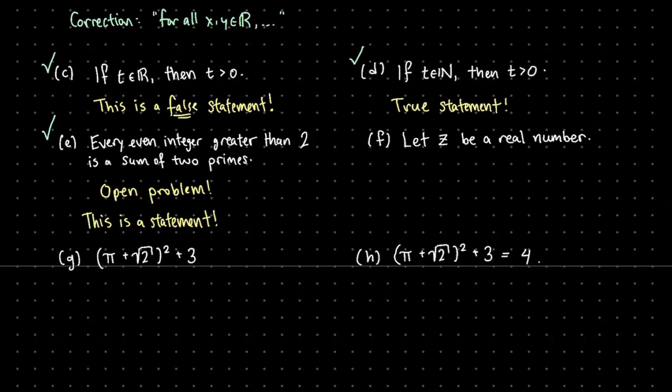And F, let Z be a real number. Only 20% of people said this one. And this one's not a statement because it doesn't have a truth value. Let Z be a real number. Okay, is that true or false? It's not a statement.